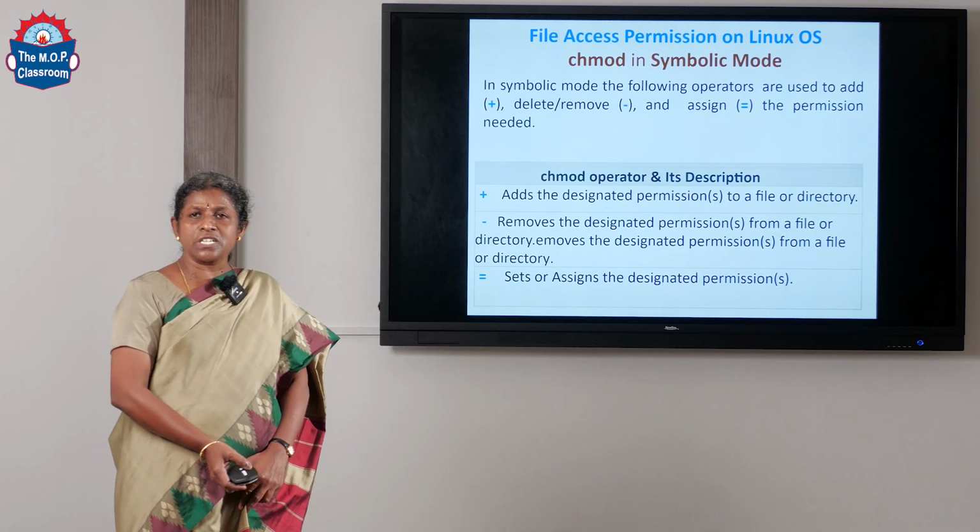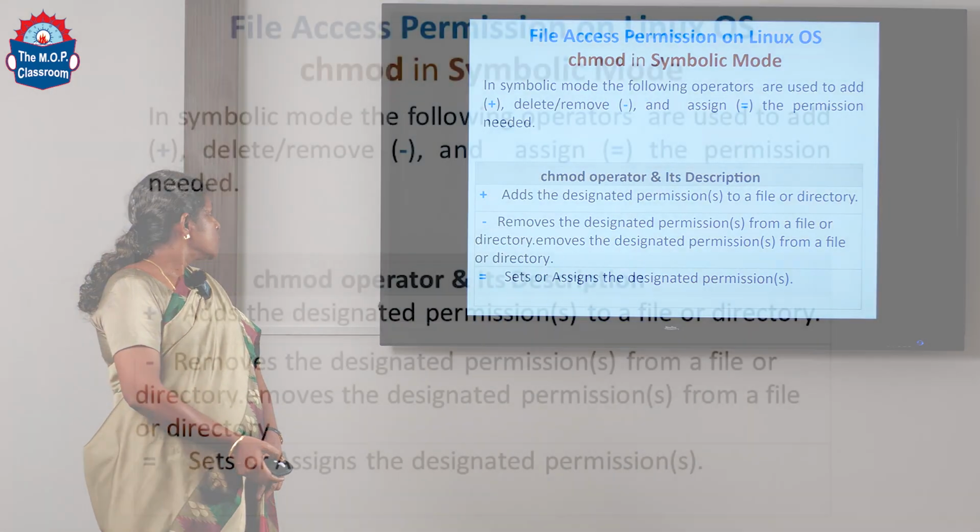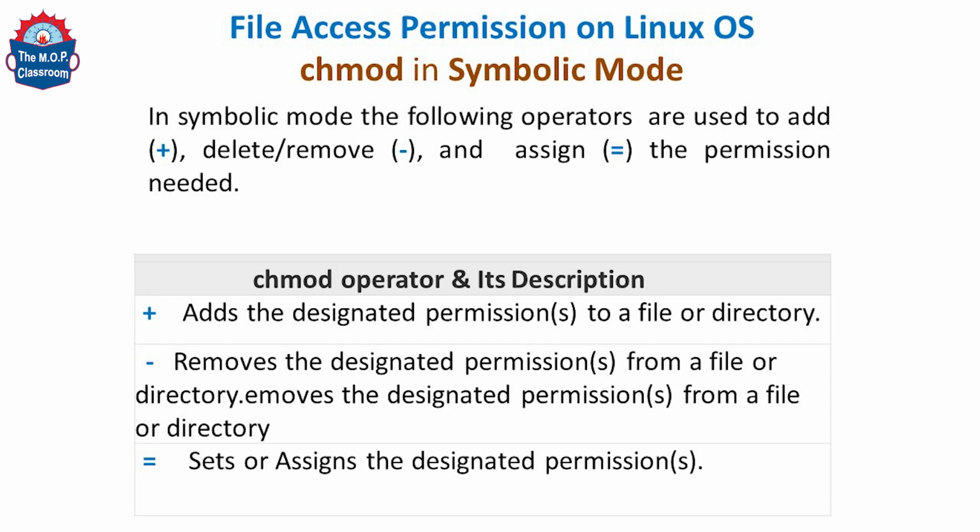First I am going to explain symbolic mode. You can change the permission associated with a file by using symbolic mode. When you use symbolic mode, there are 3 symbols associated: plus to add a permission, minus to remove a permission, and equal to assign a permission. For example, plus will help us to add the permission to a file or directory or any special device. Similarly, minus will help us to remove a particular permission, it may be read or write or execute. Similarly, equal to will help us to assign the permission, either read, write or execute.